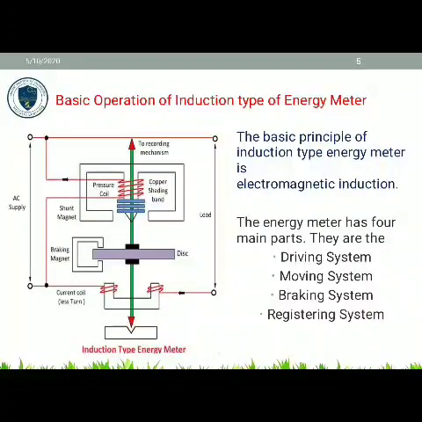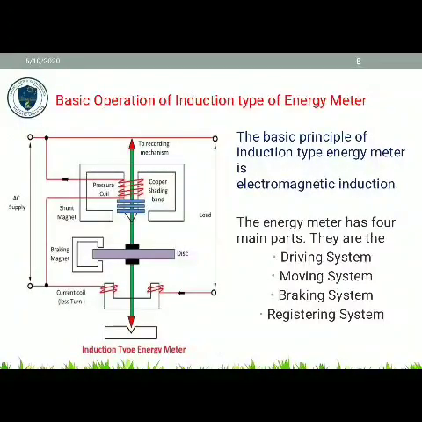When the device consumes the power, the aluminum disc starts rotating, and after some number of rotations, the disc displays the unit used by the load. The number of rotations of the disc is counted at particular intervals of time. The disc measures the power consumption in kilowatt hours.